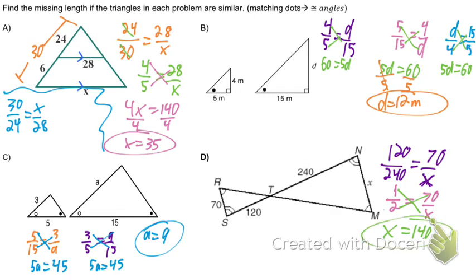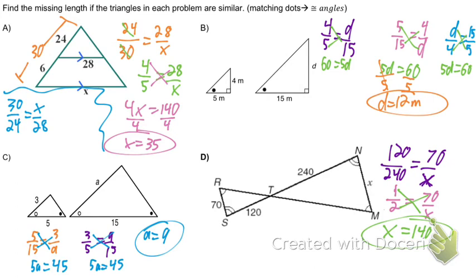Because we reduced early, we gave ourselves some nicer numbers. Otherwise, we would have dealt with a lot bigger numbers here, right? 1680.